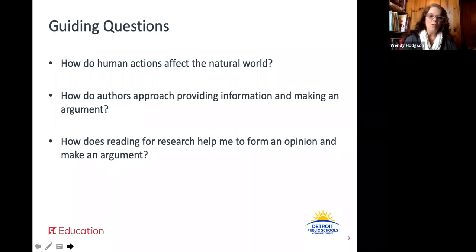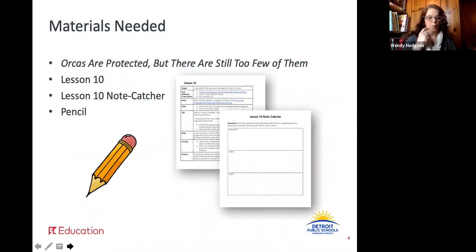Secondly, how do authors approach providing information and making an argument? And last, how does reading for research help me to form an opinion and make an argument? So we're going to continue our focus as we move forward.